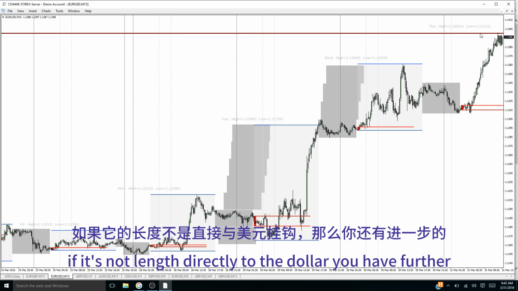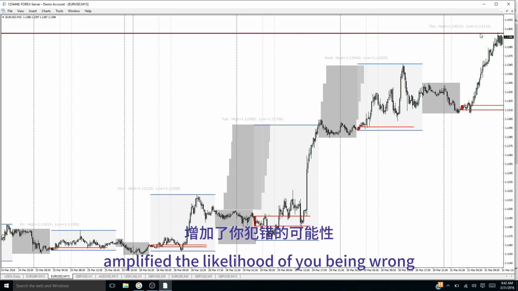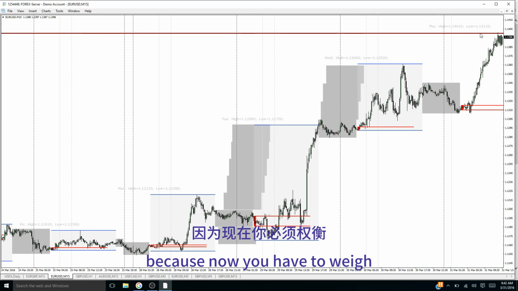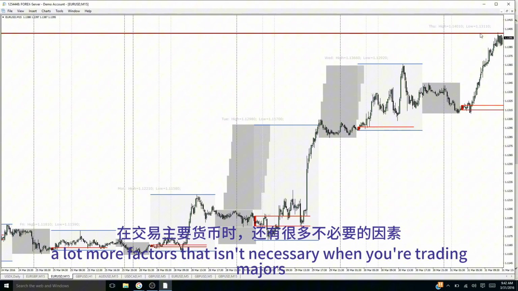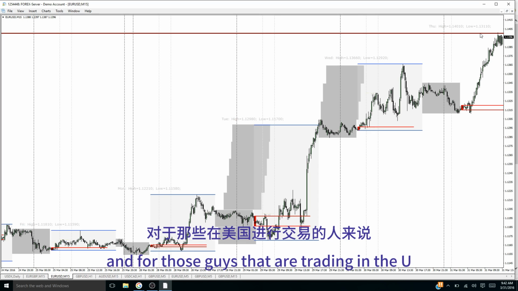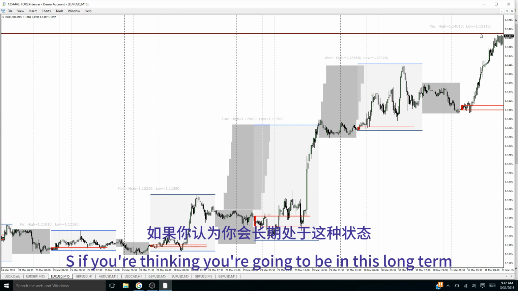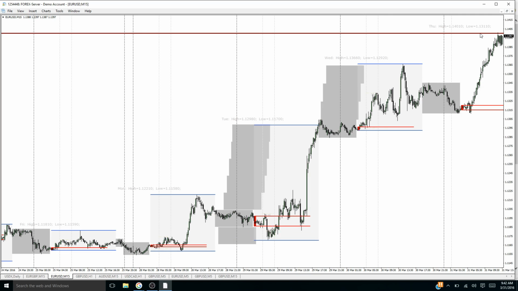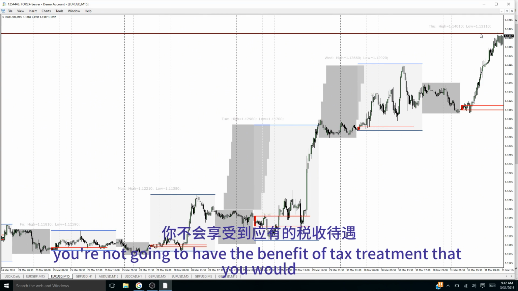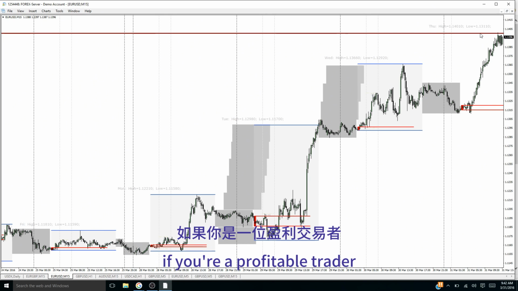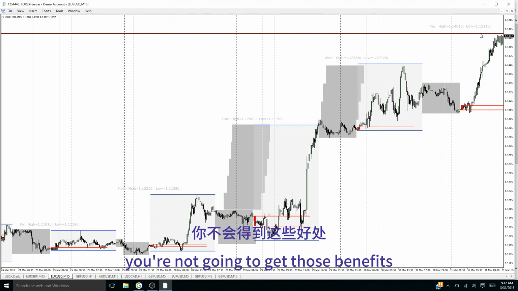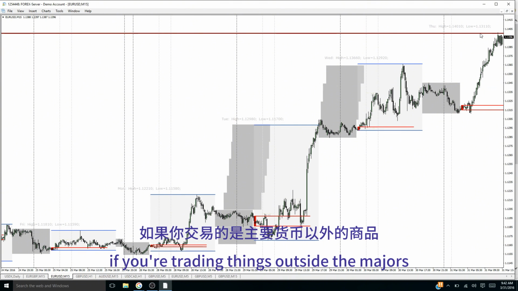If it's not linked directly to the dollar, you have further amplified the likelihood of you being wrong. Because now you have to weigh a lot more factors that isn't necessary when you're trading majors. And for those guys that are trading in the US, if you're thinking you're going to be in this long term, by trading those crosses, you're not going to have the benefit of tax treatment that you would want to have if you understood. If you're a profitable trader, you're not going to get those benefits if you're trading things outside the majors.